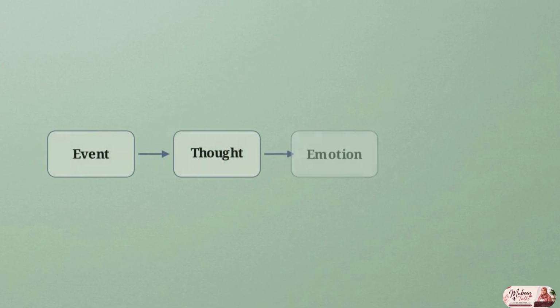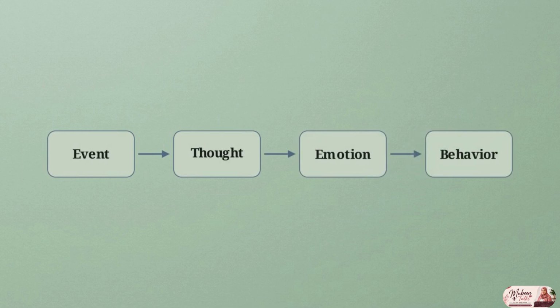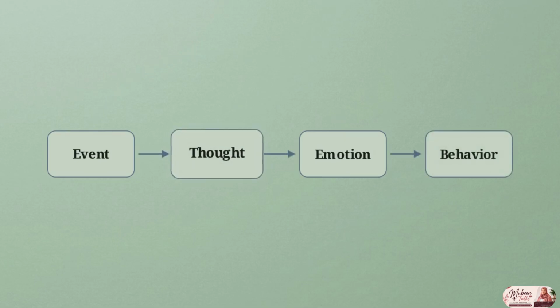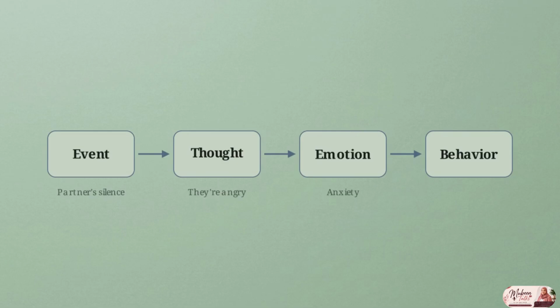Take a look at this flowchart representing the core rule of cognitive behavioral therapy, or CBT. We assume that an outside event directly causes our emotion, but CBT shows us there is a hidden step in between. We react to our internal thoughts about the event. Your partner's silence didn't cause anxiety. Your thought that they're angry caused it.